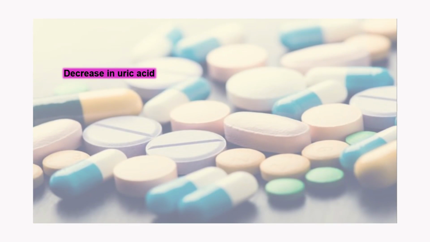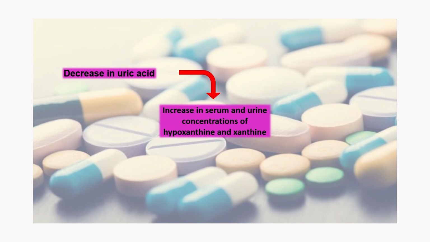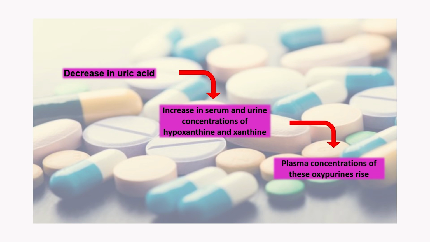Accompanying the decrease in uric acid produced by allopurinol is an increase in serum and urine concentrations of hypoxanthine and xanthine. Plasma concentrations of these oxypurines, however, rise commensurately with the fall in serum urate concentrations and are often 20 to 30% less than would be expected. This discrepancy occurs because renal clearance of the oxypurines is at least 10 times greater than that of uric acid.